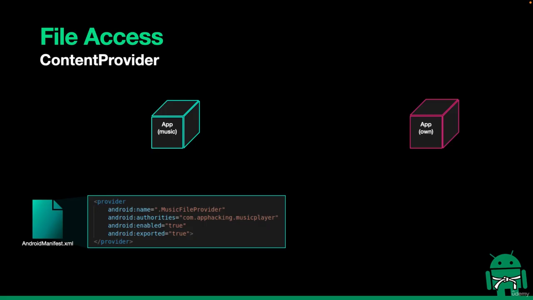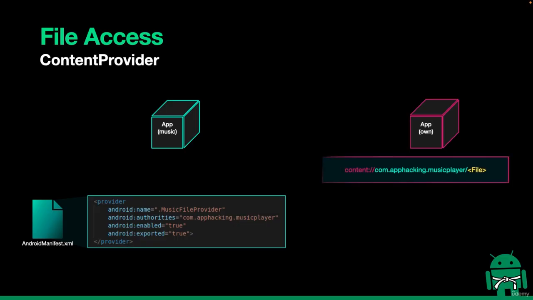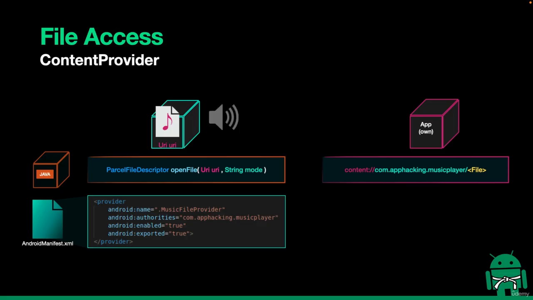Now let's assume we have the following use case. The music application takes a file from our own application and starts playing it. Therefore, within the interaction of the content provider, we are providing a URI, which is addressing our file in the following scheme: content://authority/filename. The music application is resolving this URI and accessing the file, and in this case, for example, playing it.